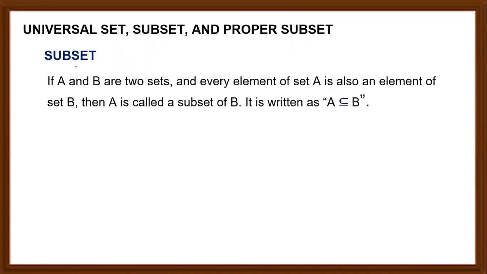So, another concept, dito naman tayo sa subset. Pag sinabi natin subset, if A and B are two sets, and every element of set A is also an element of set B, then A is called a subset of B. It is written in symbol as A is a subset of B. Ang ibig sabihin nito, pag sinabi natin subset, bahagi. Kung mapapansin natin, di ba, yung element na nasa set A, bahagi din siya ng set B.